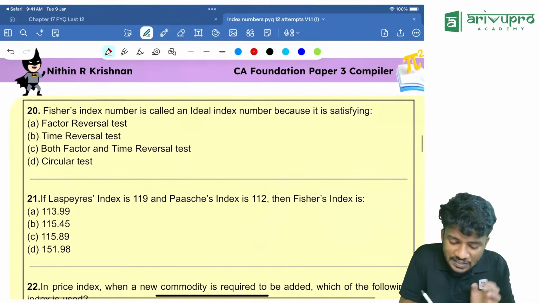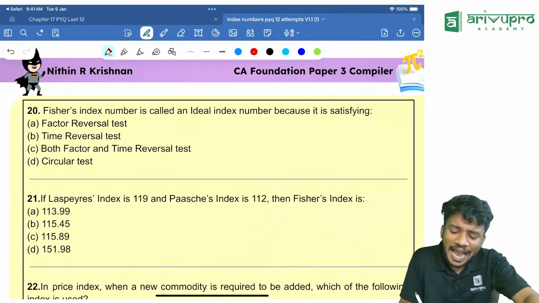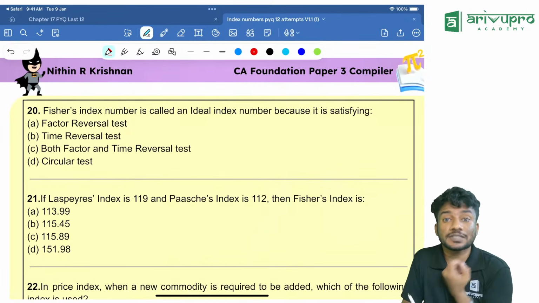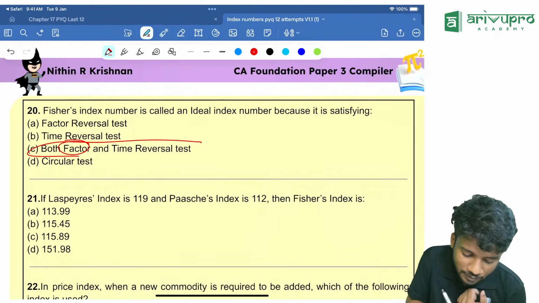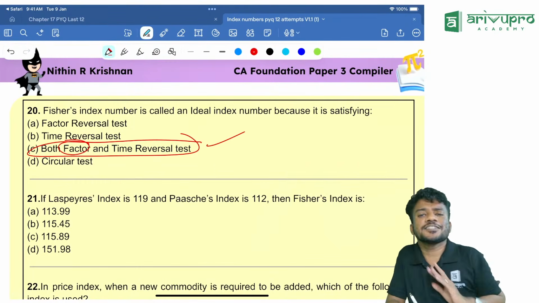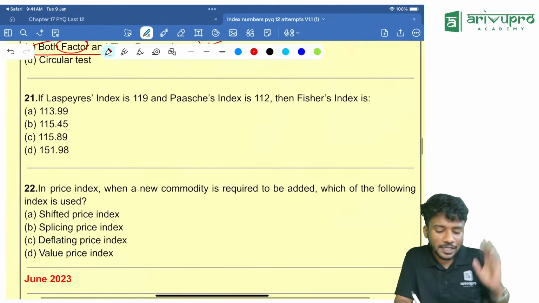Next one. Fisher's index number is called an ideal index number because it satisfies both factor reversal and time reversal test. So option C is your answer, people. Coming to the next question.